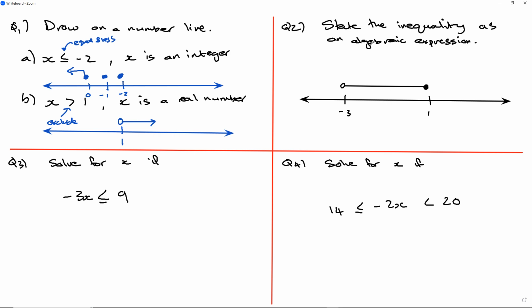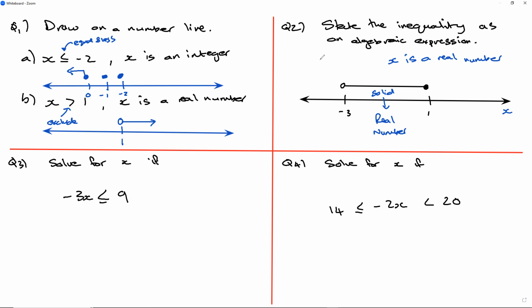All right, question 2. State the inequality as an algebraic expression. We're starting from -3 and we're moving all the way till 1. So, firstly, we have some variable x. It's a solid line. Solid line means that it's real numbers. So we could say x is a real number, but they didn't ask for that, but we could say that.